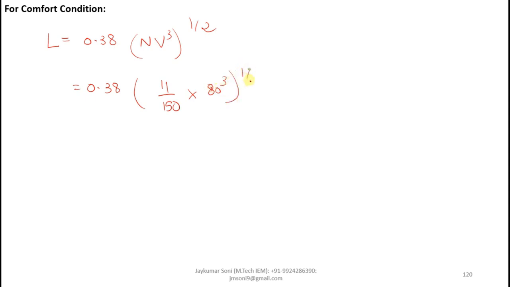If we are calculating the length as per comfort condition, the equation for that is L is equal to 0.38 times N times V cube raised to 1 by 2. So it will be 0.38 times 11 by 150, 80 cube raised to 1 by 2, and it will be 73.63 meter. With respect to this first comfort condition, the value of L will be 73.63.